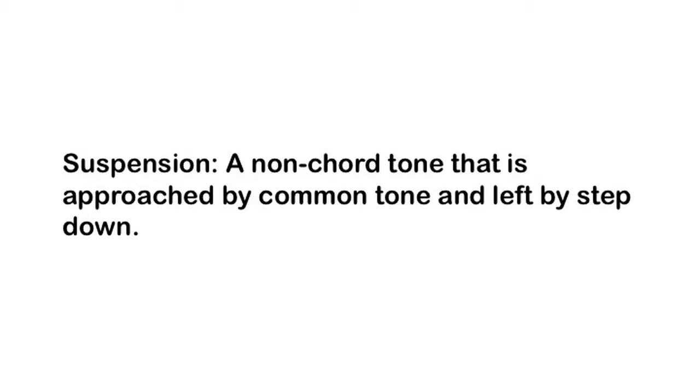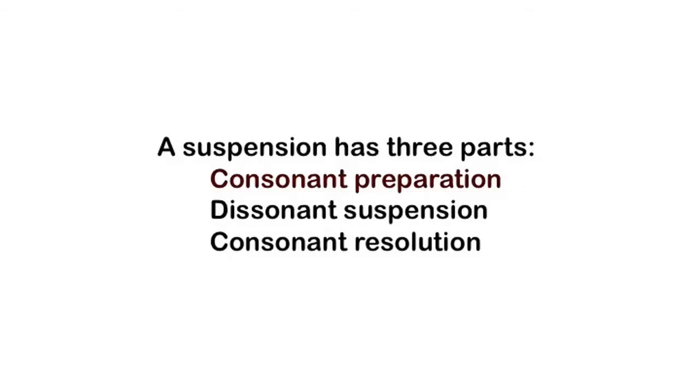So we could also say that a suspension has three parts: a consonant preparation, the place where the note that will be suspended is a part of the chord that precedes the suspension; the dissonant suspension, that is when the chord changes, the note that becomes the suspension doesn't change. In fact, we can think of a suspension as basically being a note that doesn't change into the next chord along with all of the other notes that do change. It's delayed for some reason. And finally, it has a consonant resolution. That is, the suspended note is dissonant and it becomes a consonance when it steps down to become a member of the chord that's supporting.